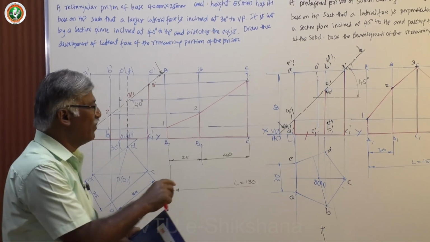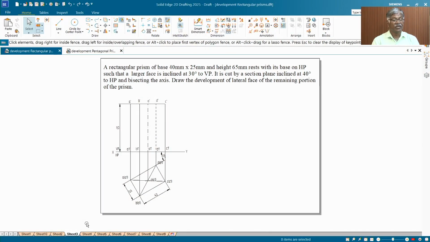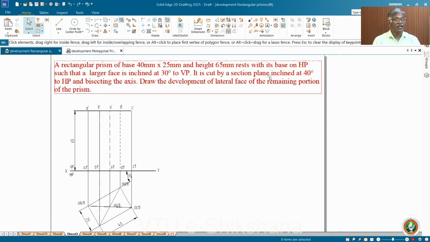Before that, let me take this, how to work on the computer. So, let me take a problem on a rectangular prism of base 40 mm by 25 mm, height 65 mm, with its base on HP, such that a larger face is inclined at 30 degrees to VP. It is cut by a section plane inclined at 40 degrees to HP, bisecting the axis. Draw the development of the lateral faces of the remaining portion of the prism.